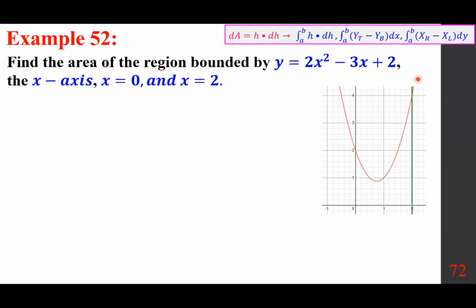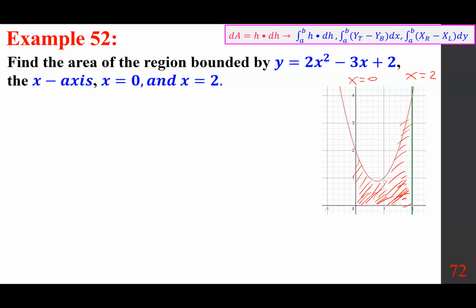We want to cover this area, the area bounded by the region of this function, the x-axis. This is the y-axis, or x equals 0. This is x equals 2. So that's the region we want. This is the shaded region we are interested in.